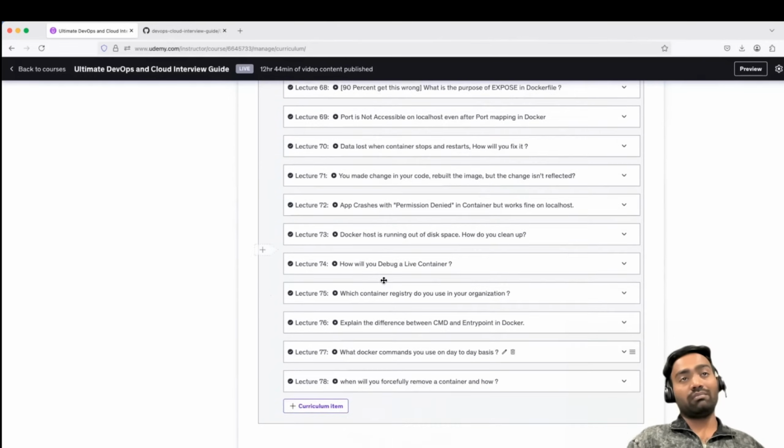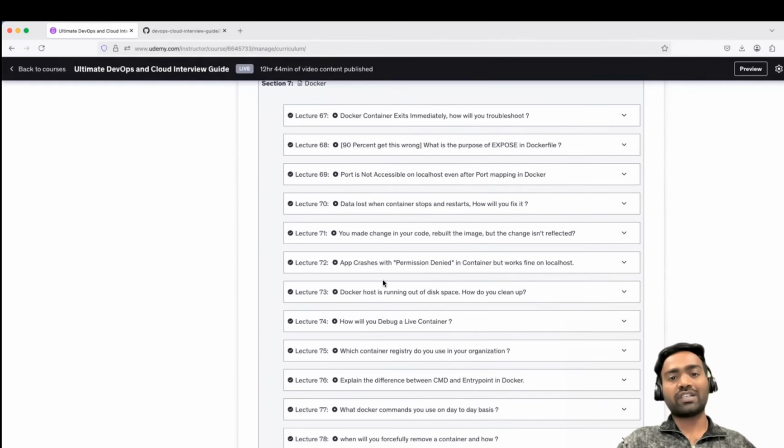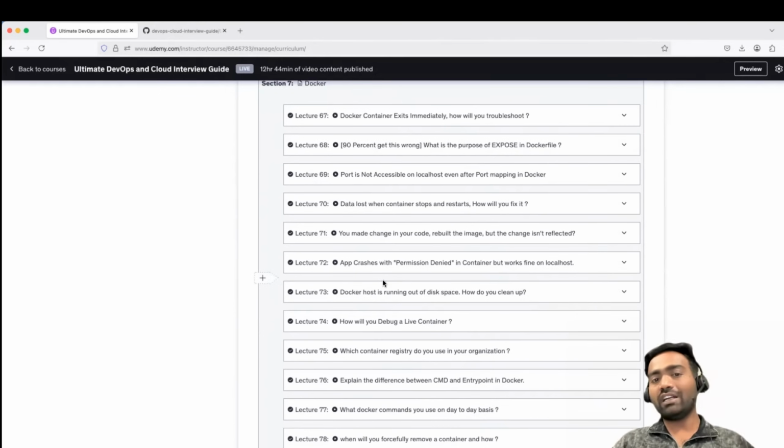Docker, yeah, the majority of the questions on Docker are about Docker networking, Docker volumes. Unlike basic commands like what is Docker pull, Docker push, we haven't covered those things.